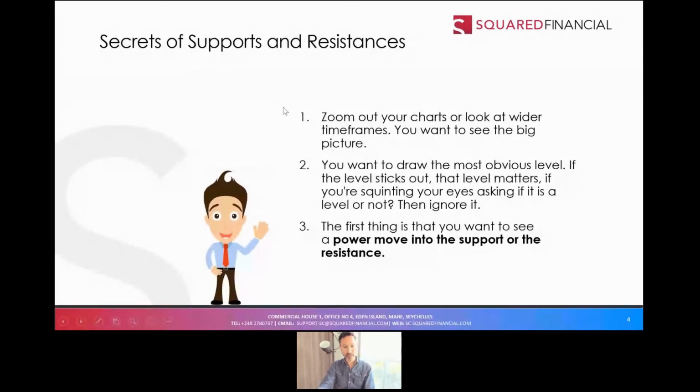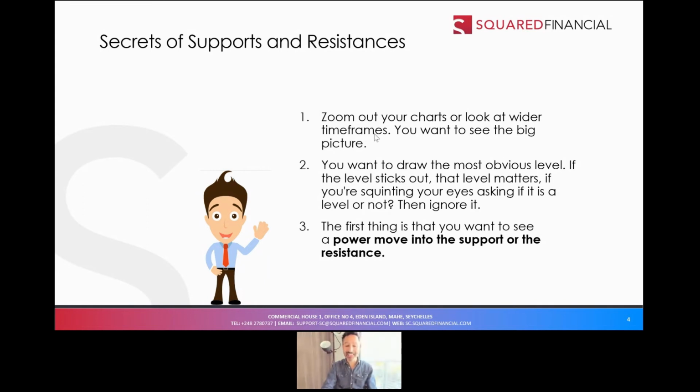Okay, we're back here. So, secrets of support and resistance levels. Like I said, we have to zoom out the charts and look at wider time frames. You want to see the big picture. Always you want to see the big picture. You want to draw the most obvious level. If the level sticks out, that level matters. If you're squinting your eyes, asking, is there a level or not, then ignore it. The level has to be obvious. It can't be blurry. If it's blurry, forget about it.